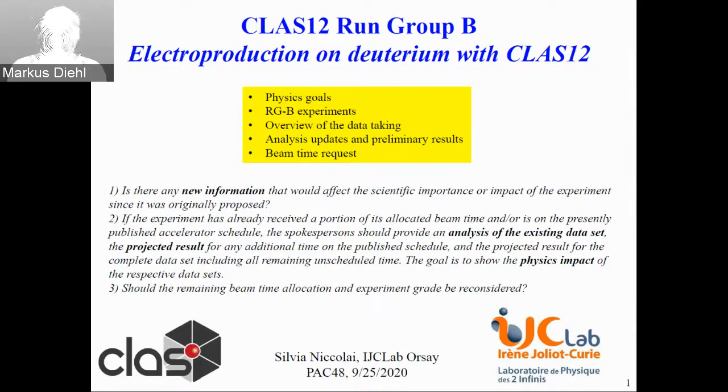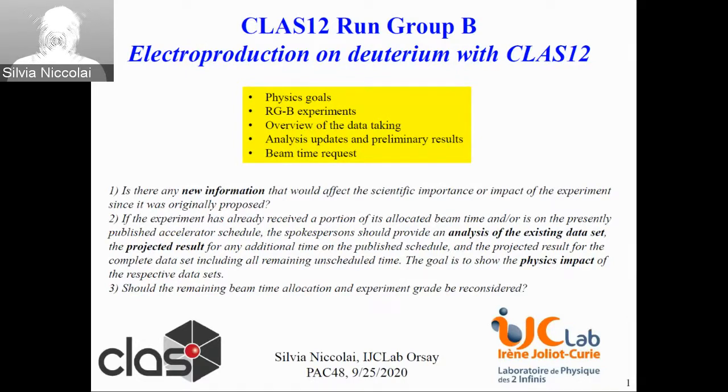I'm going to present the CLAS12 Run Group B, which comprises experiments doing electroproduction on a deuterium target with CLAS12. I will give an overview of the physics goals of the Run Group, detail which experiments compose the Run Group, mention what happened during the data taking that we had during 2019, and provide analysis updates, preliminary results, and then proceed with a beam time request.